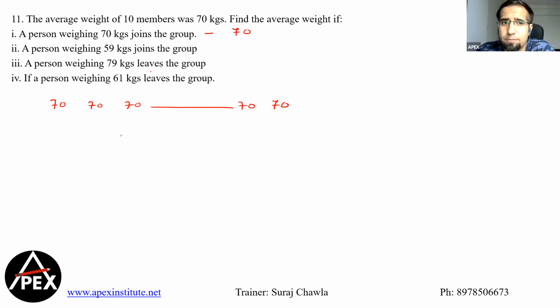Now, let's look at the second one. A person of 59 joins the group. Let's do the same logic, guys. If I write 59 here, can I say 59 will be written as 70 minus 11? Yes, no, yes, no, yes, no.